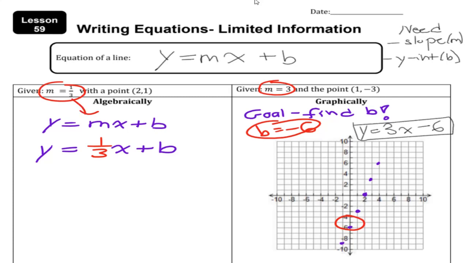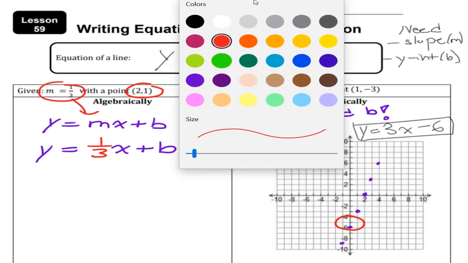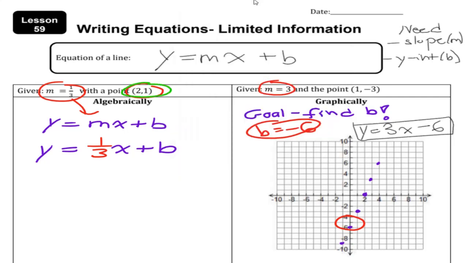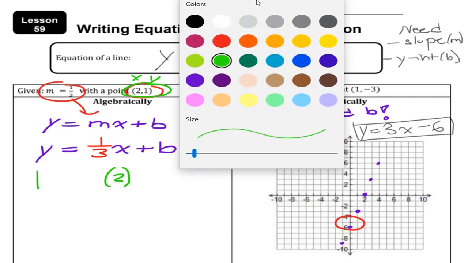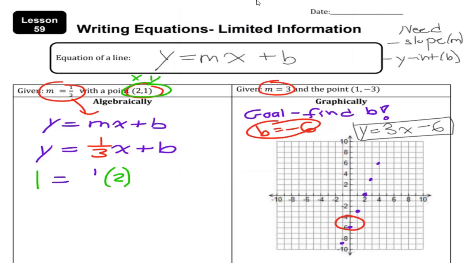But now I also have a point. And remember, a point represents an x-coordinate and a y-coordinate. So now what's going to happen is, instead of x, I'm going to put in the value of 2. Instead of y, I'm going to put in 1. So now watch how this equation is going to change. Now, all I'm missing is the b. So I'm going to do what I can do, which is multiply.